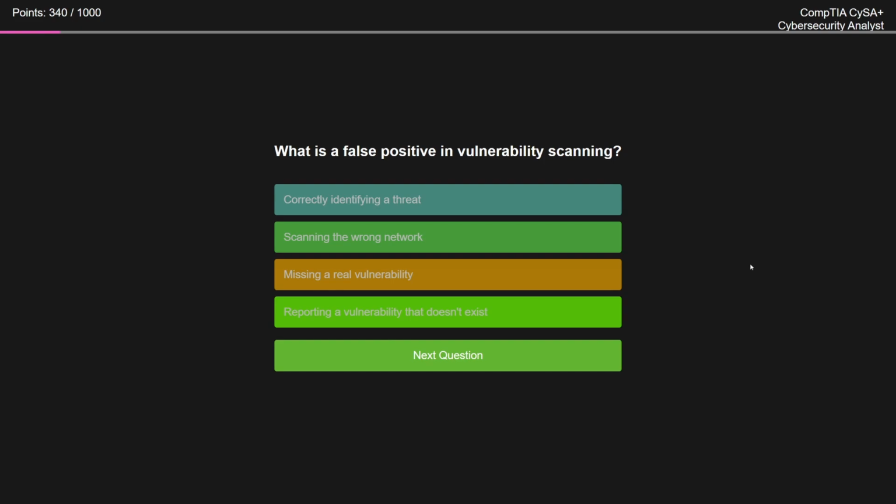oh, here's a big bad threat, but it's actually not even a threat. It's something that's not really going to do anything or harm your security.